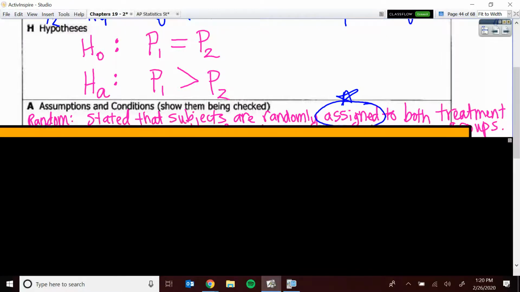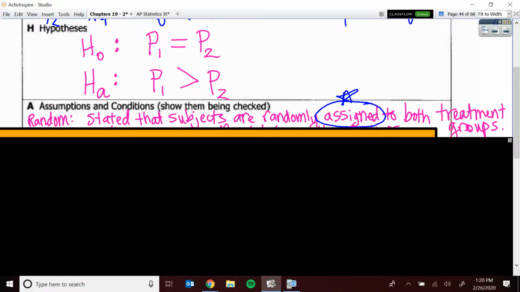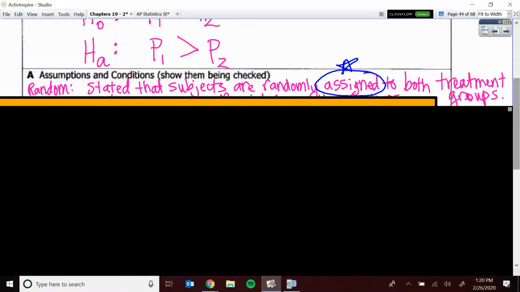So we have a situation where it did state in the problem that the subjects are randomly assigned to both treatment groups. Okay? That right there just made the difference between you getting credit for all the assumptions or not. And that's annoying. But I'm just telling you, I don't make the rules. I'm just telling you how to play. But it is important. Okay.